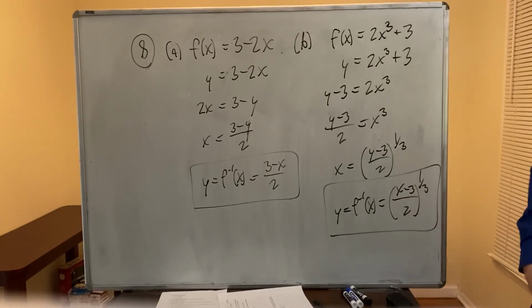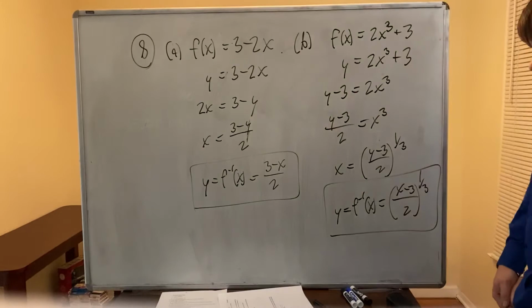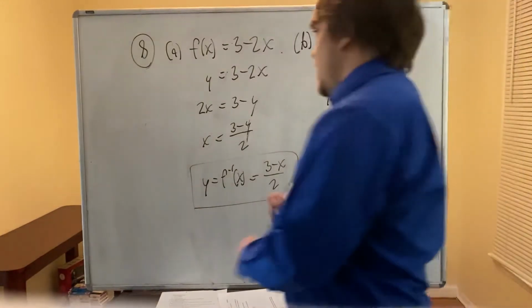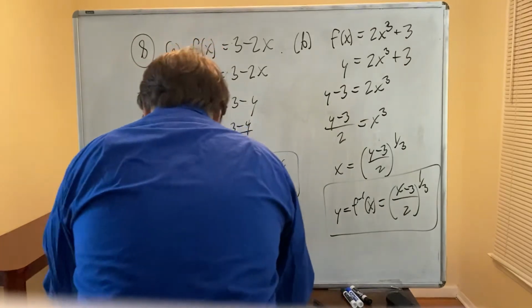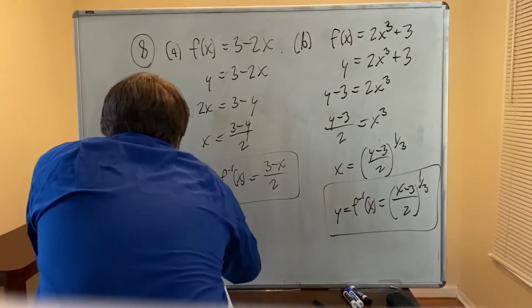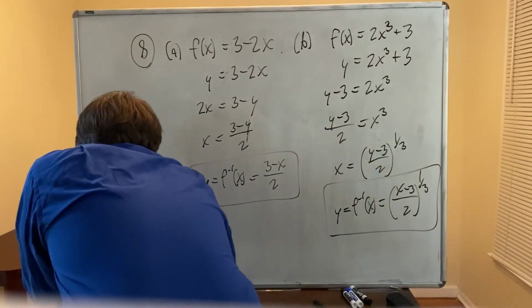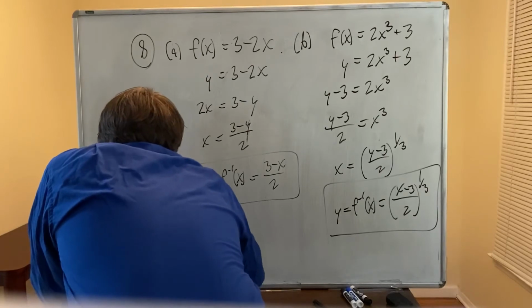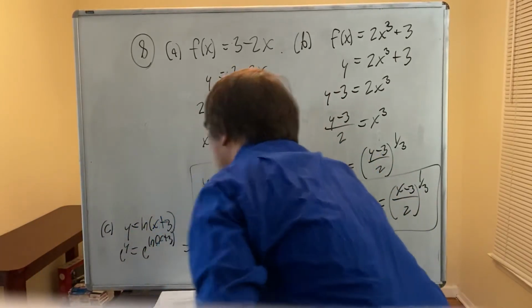All right, so that's 8a and 8b. Maybe I can put 8c down here. So for 8c, we want to find the inverse of y equals ln of x plus 3. So I'm going to take e to both sides. E to the y is equal to e to the ln of x plus 3. E and ln cancel, so that equals x plus 3.